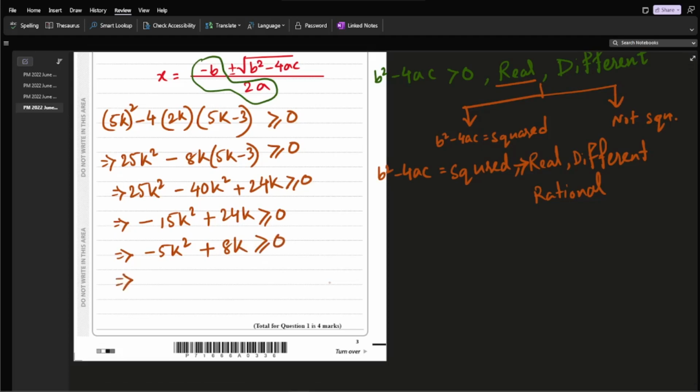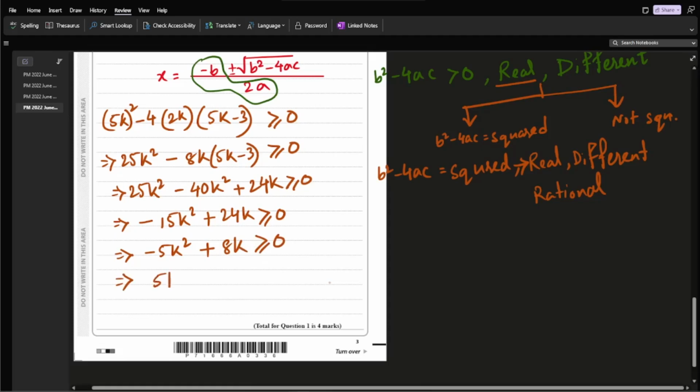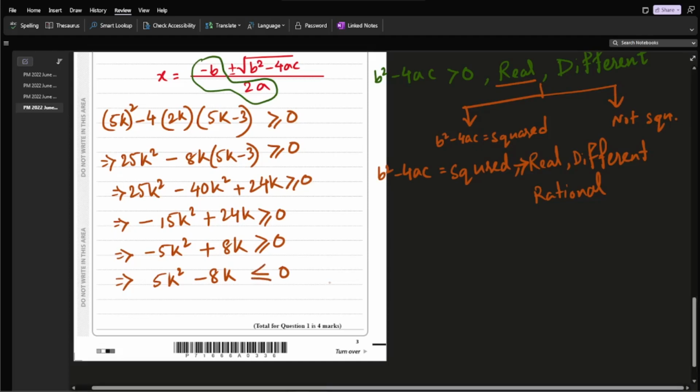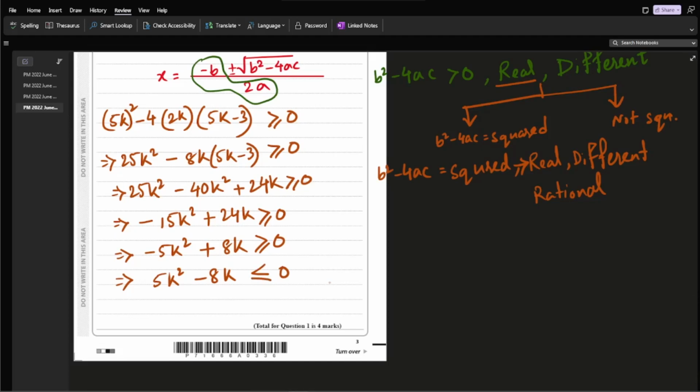If we multiply by minus 1, because I don't want to keep this minus, if you want to, that's okay, but I personally don't like it, so I'm going to multiply by minus 1, so this becomes 5k squared minus 8k, and this stays 0. Now since we multiplied by a negative number, we have to flip the sign. Every time you take a reciprocal of the entire equation, or multiply or divide by a negative number, you have to flip the sign.